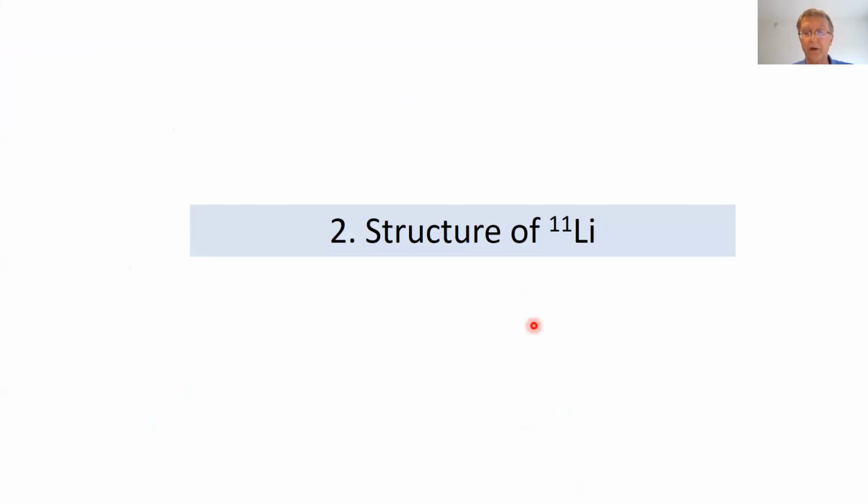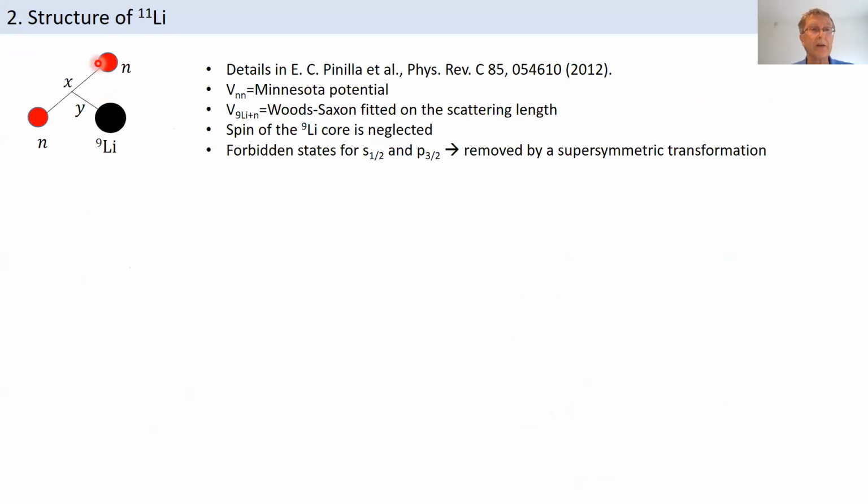So let's start with the structure of lithium-11. This is described in the hyperspherical model. And of course, there are many theoretical works on lithium-11, but I'm using here the conditions which are explained in this paper, PhysRef 2012. There is a neutron-neutron interaction, which is taken as the Minnesota potential. And there is a lithium-9 plus neutron potential, which is taken as the Woods-Saxon fitted on the scattering length. This is taken from the literature.